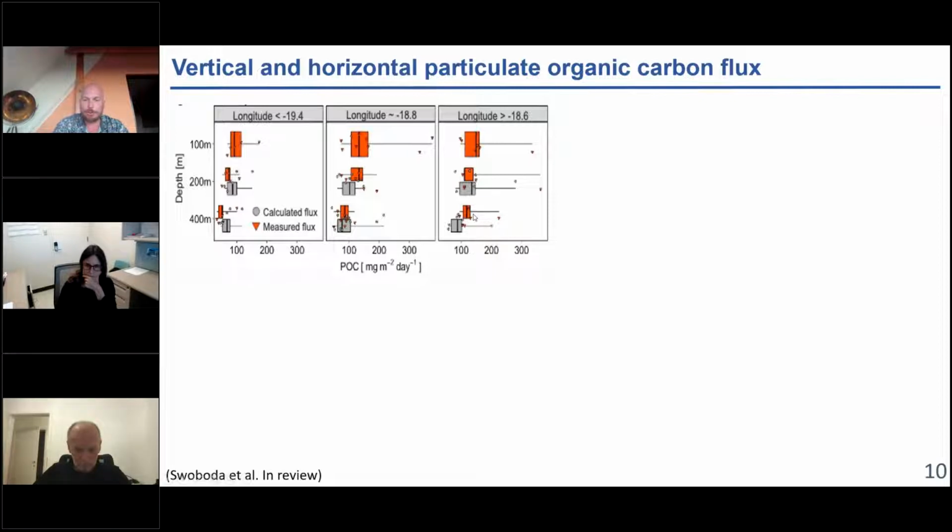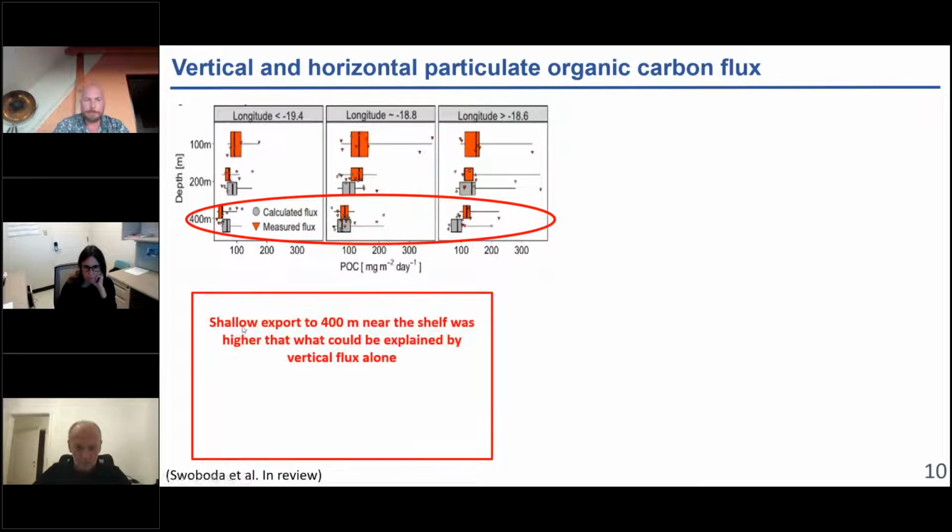So basically it showed that if we look at the 400-meter traps, we had a shallow export to 400 meters near the shelf. So these two stations were near the shelf. And that was higher than what we could explain by things that were produced in the surface just above it. So there must be some lateral advection to have this higher measured flux than what we would actually expect would be coming down from the surface ocean.